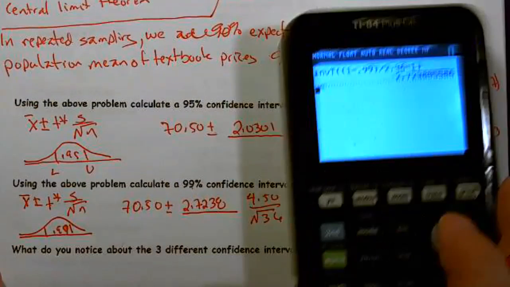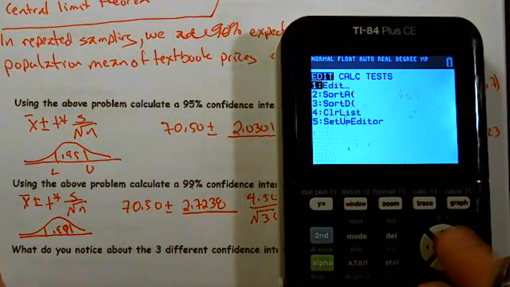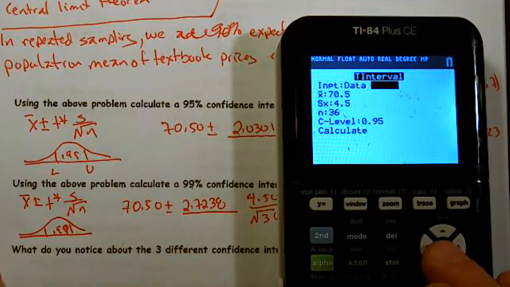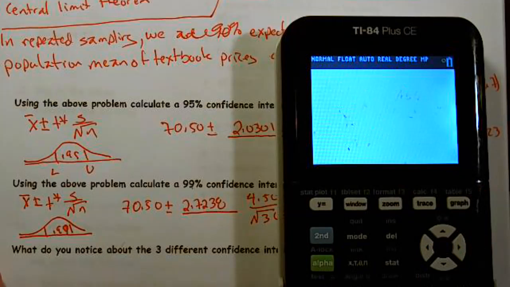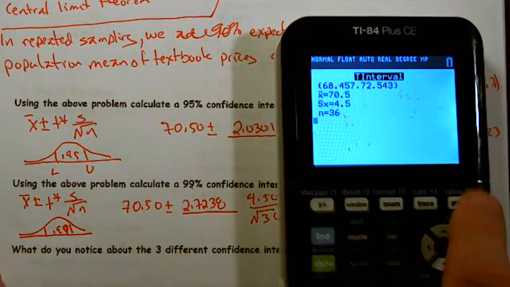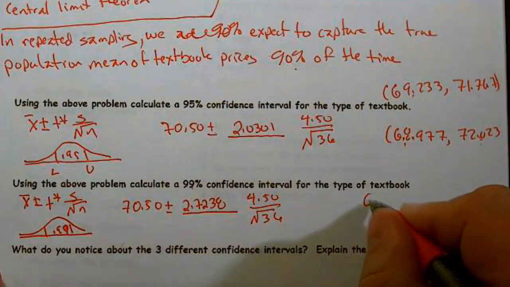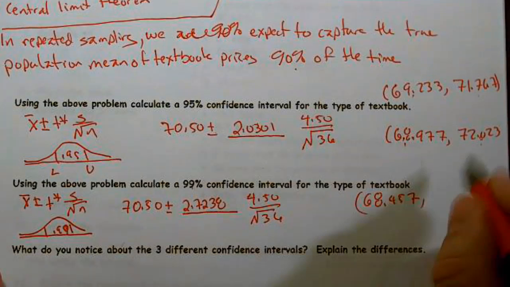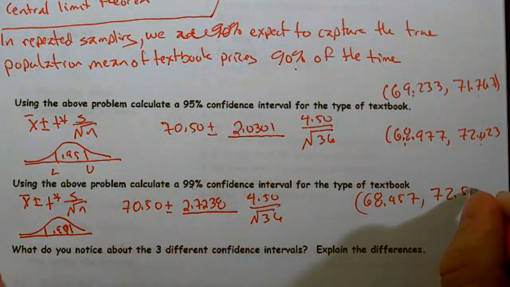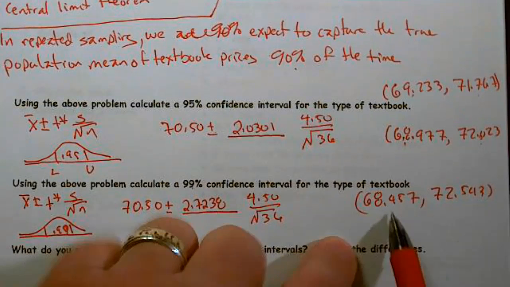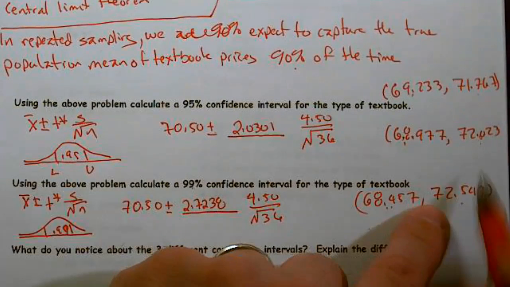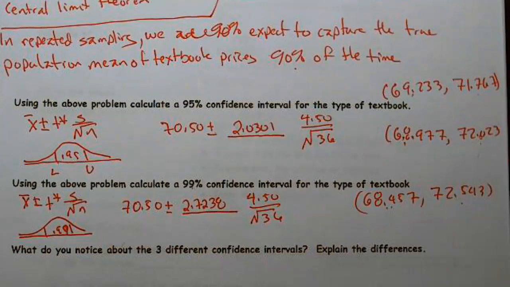And we're going to go ahead and run this whole thing by going to stat test, and we're going to do a T interval, which is number 8. And I need to change my confidence level to 0.99. I'm going to go ahead and calculate. So I end up getting 68.457 and 72.543. And we can see 68.4 is less than 68.9. This is a little bit higher. So we did, in fact, get wider.